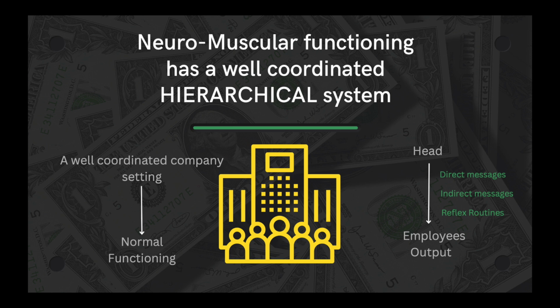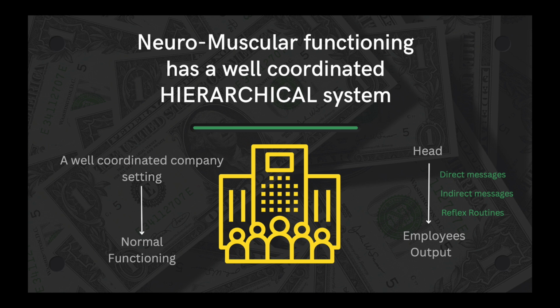If you look at the neuromuscular functioning of the pelvic floor, it is just like a very well coordinated company setting. You know well how a company works. There is a boss or a CEO who decides and gives orders. These orders are ultimately followed by the employees to yield the ultimate output. Likewise, in our body, the brain is that boss. It will give orders to different organs in different situations.